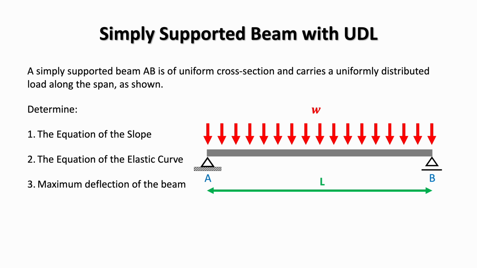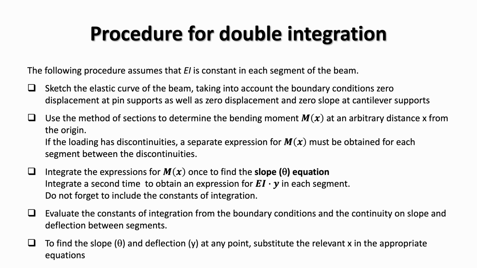This example will be solved using the double integration method, following the same systematic procedure we used in the previous tutorials. This slide summarizes the standard procedure for the double integration method. We assume that EI is constant within each segment of the beam. The process begins by sketching the elastic curve, taking into account the boundary conditions, 0 displacements at beam supports, and, if relevant for other examples, 0 displacement and 0 slope at fixed supports.